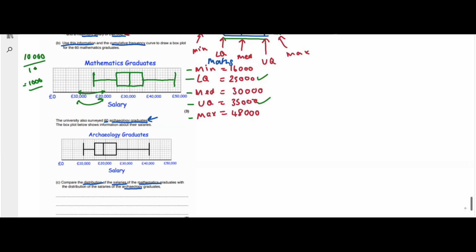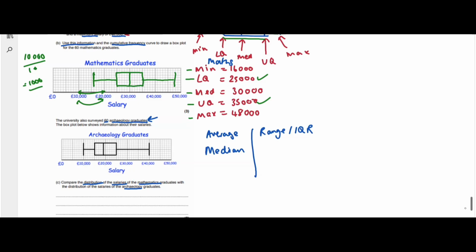When it's asking you to compare distributions, you need to remember these things. You need to compare an average, which in this case we've only got the median. In a different question they might be giving you the mean, but you have to compare an average, and you also have to compare either a range or an interquartile range. You can do either with this question because we can work it out.